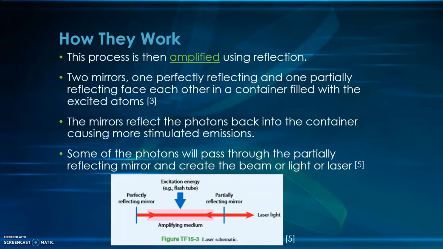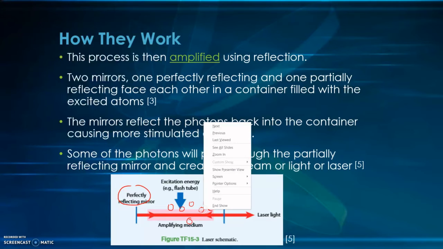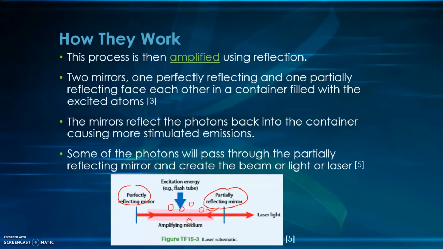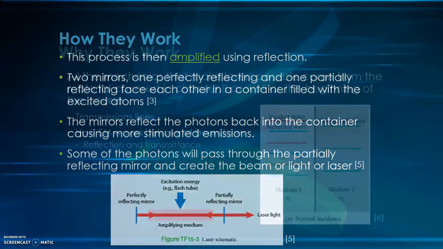This emission process is then amplified using reflection. Two mirrors, one perfectly reflecting and one partially reflecting, will be placed facing each other inside of a container filled with these atoms. The mirrors then help reflect the photons back into the container, causing even more stimulated emissions through chain reaction. Some of the photons then will eventually pass through the partially reflecting mirror. This is what creates the beam of light we think of when we think of lasers.